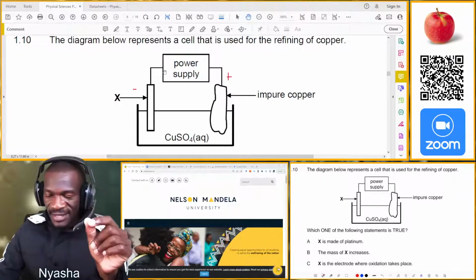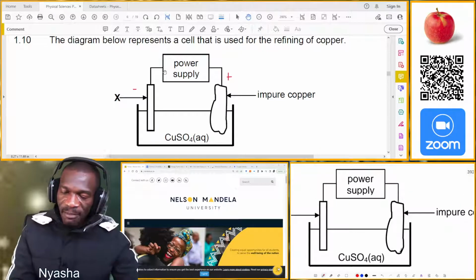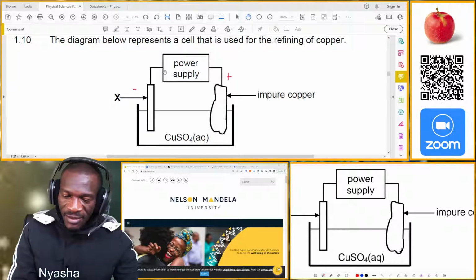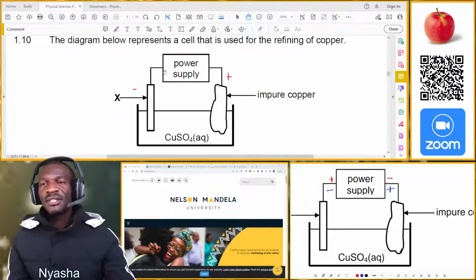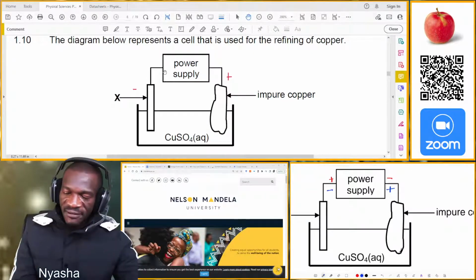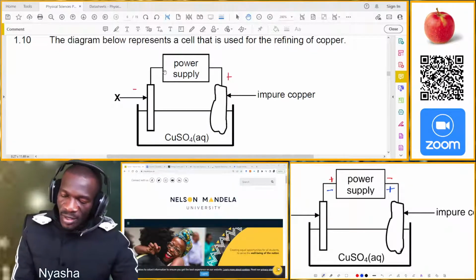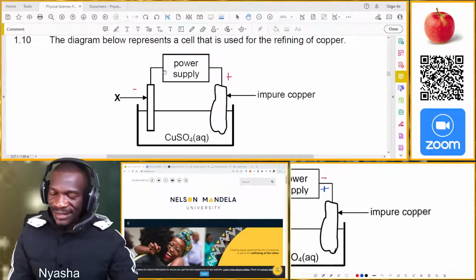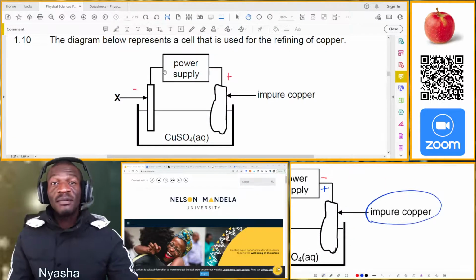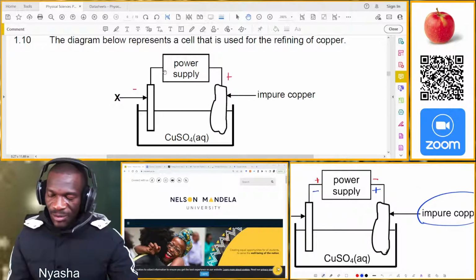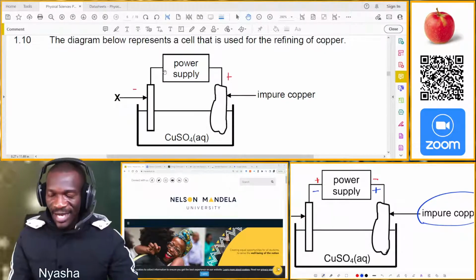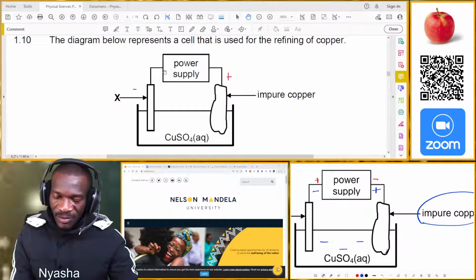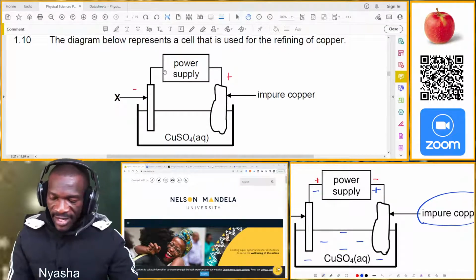So what we have in this cell are the following. We have a power supply unit. So it's either positive on this terminal, negative on that terminal, or negative on that terminal and positive on that terminal. Then we have some metal X, labeled X on this left hand side of ours. We have a copper sulfate solution. Then we have impure copper. Now, we already know that there's a tendency of the copper dissolving into its solution of the ions, isn't it? So this is our copper sulfate solution. In there we have it.